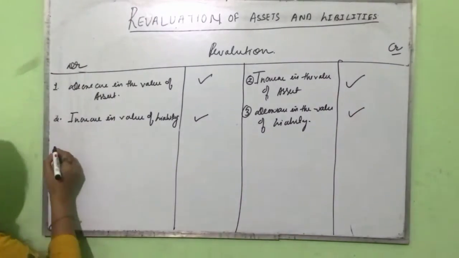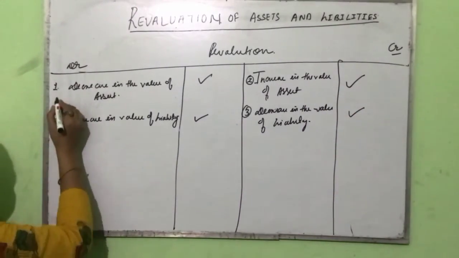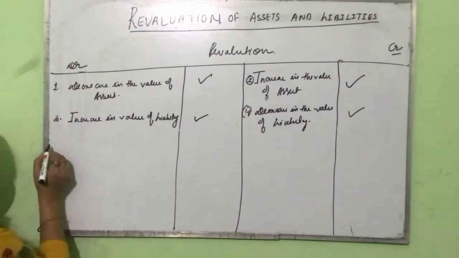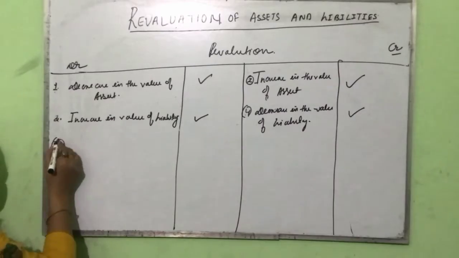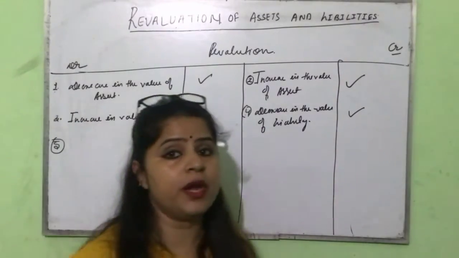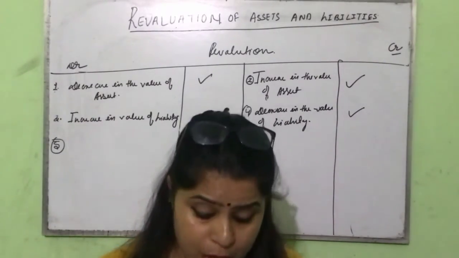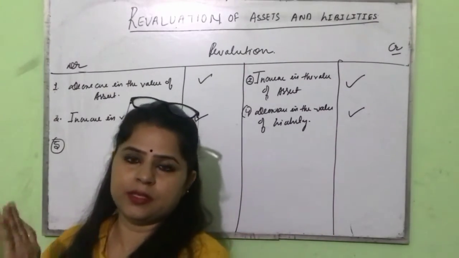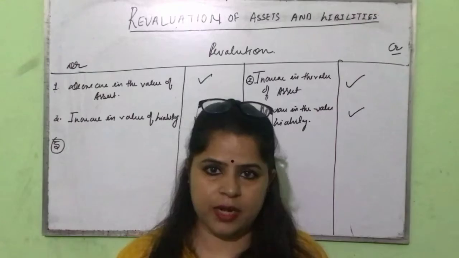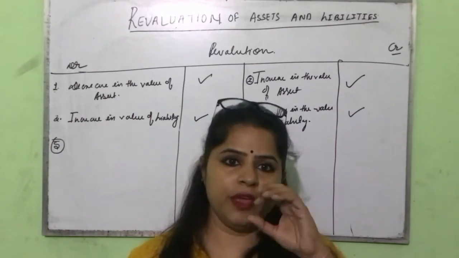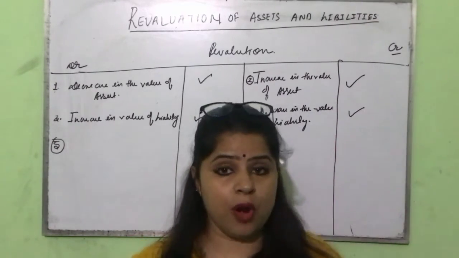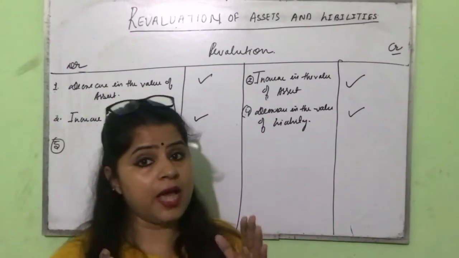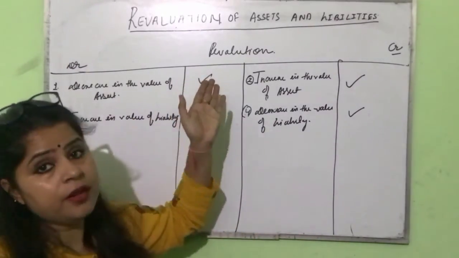Similarly, this is the 4th point, and the 5th point is what? If any asset is not recorded in the previous balance sheet, but now in the adjustment it is given that there is an asset of this value, it means we had created that asset in the current year. So if any asset is not recorded in the balance sheet and the information is given in the adjustment, that is to be recorded in the revaluation account.